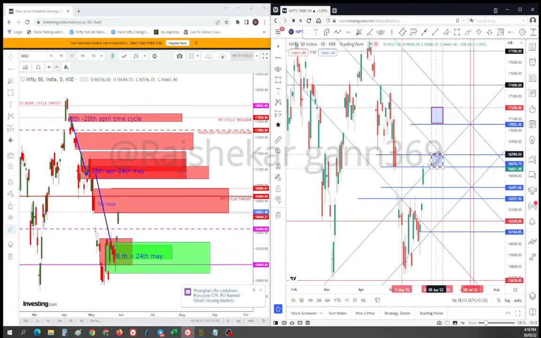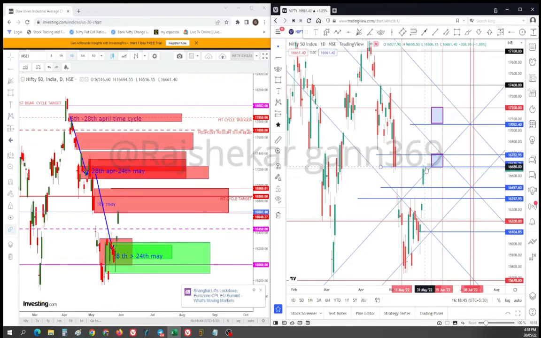This can give a retracement till 16,300, 16,200, 300 levels again. If 16,700 does not hold, it can straight away drop to this level, and if this breaks, it will come back to the previous time and price area, which I'll be discussing on this screen. Now unless we cross 16,700, it will not go up.